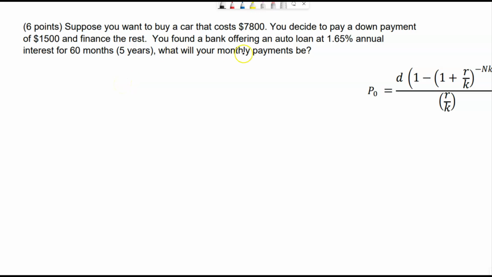Suppose you want to buy a car that costs $7,800. You decide to pay a down payment of $1,500 and finance the rest. You found a bank offering an auto loan at 1.65% annual interest for 60 months. What will your monthly payments be?